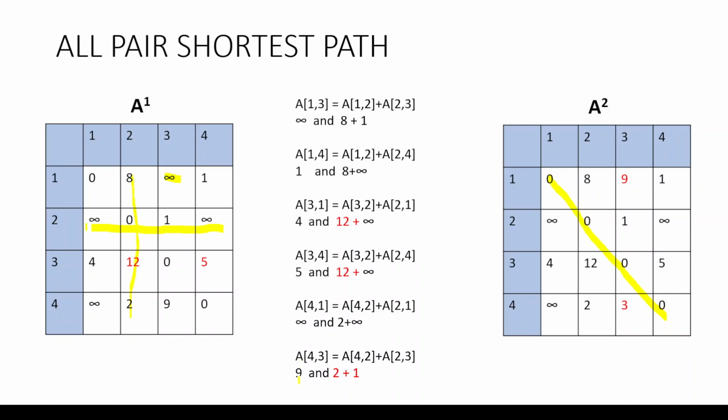So what do I get? 9 and 3 I need to compare. Smaller value is 3. So in this place of 9, I write 3 in the new adjacency matrix. So I've got a new adjacency matrix. This adjacency matrix, I'll use it for finding the next shorter path.